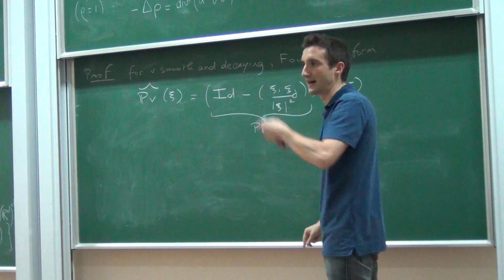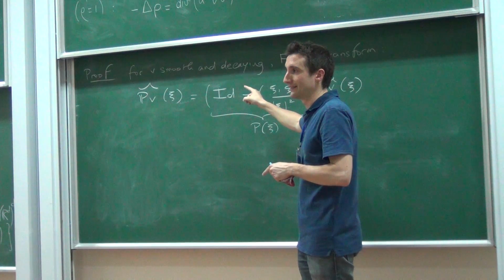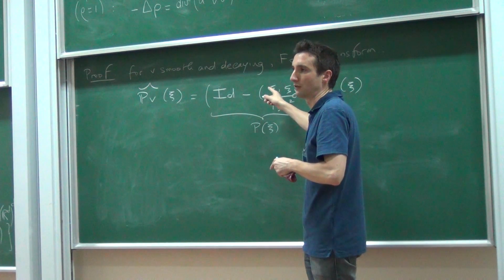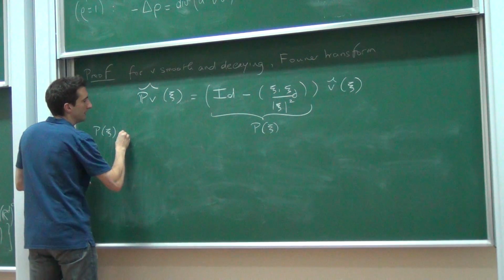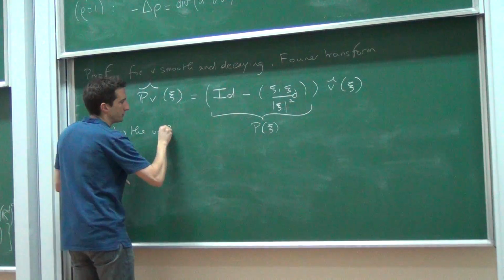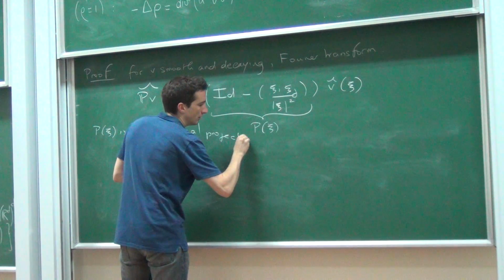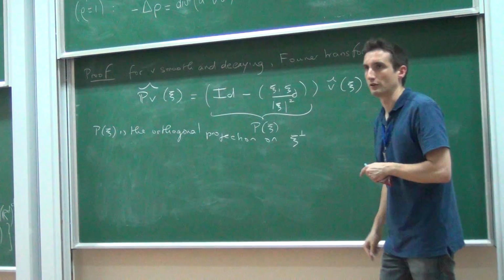Depending on the vector psi. And what is this matrix? It's the projection onto the orthogonal of vector psi. Okay, so P of psi is the orthogonal projection on the orthogonal of the vector psi.